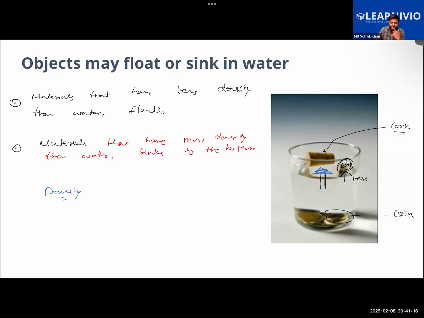We'll be getting back to this, but let us get back to this topic right now: why some objects float and sink in water. Materials that have less density than water float. Like you would see that oil floats on water. Why does it float? Because it is not heavy. It has less density than water. Ayush, are you getting the concept or not?